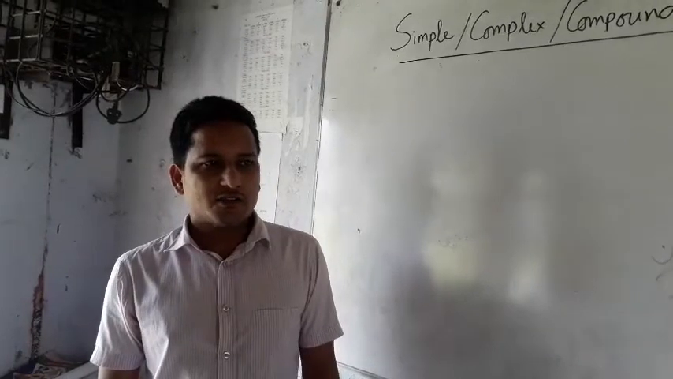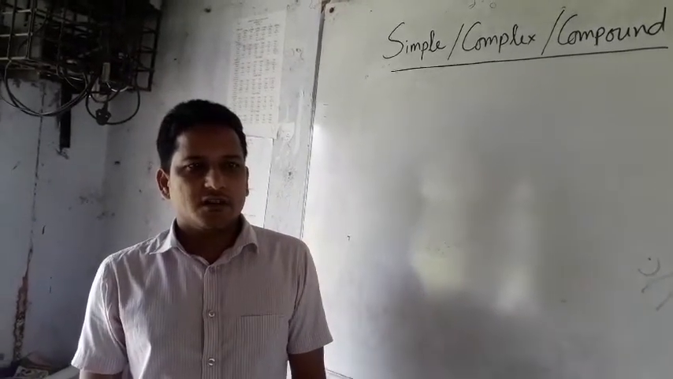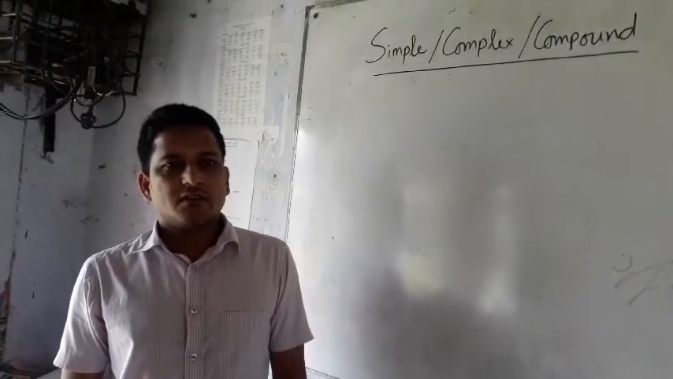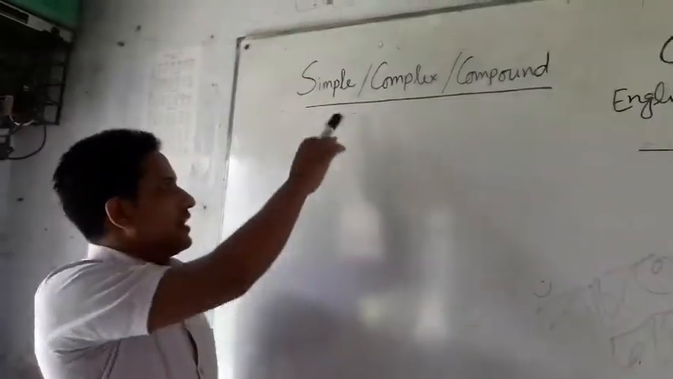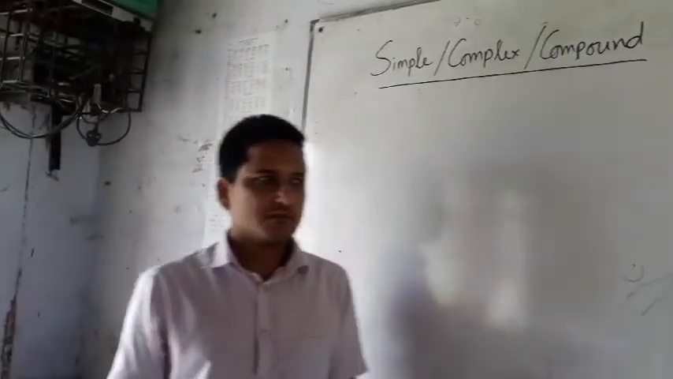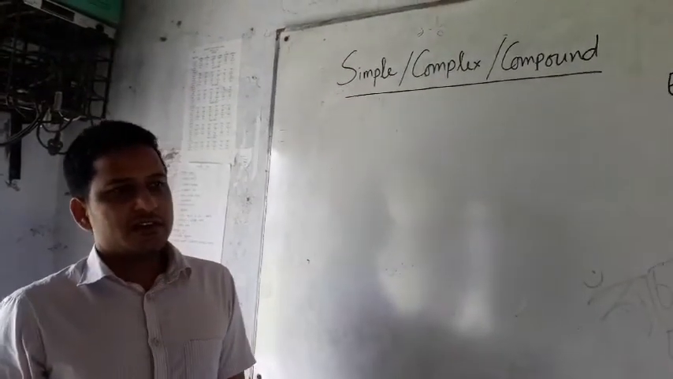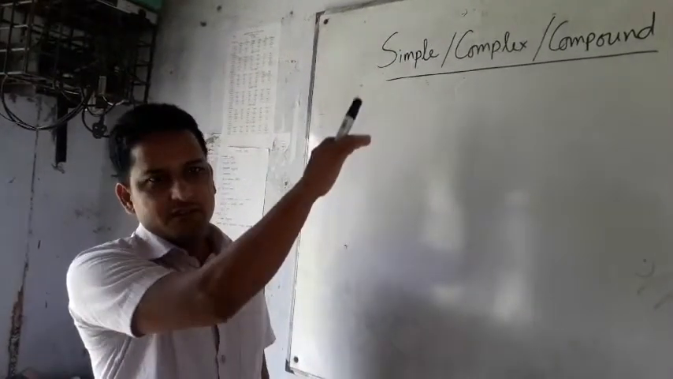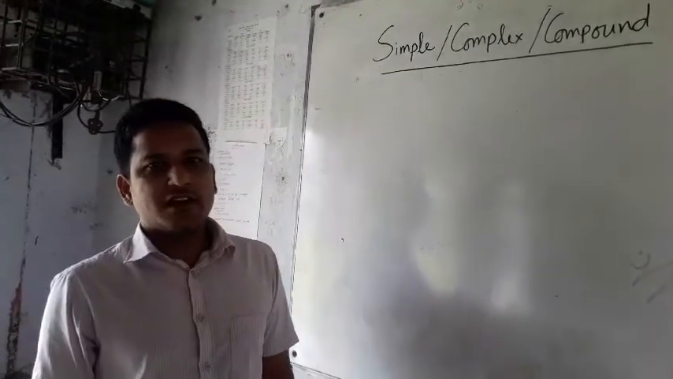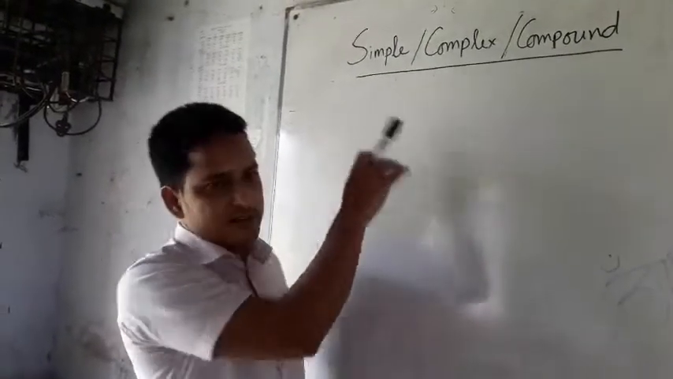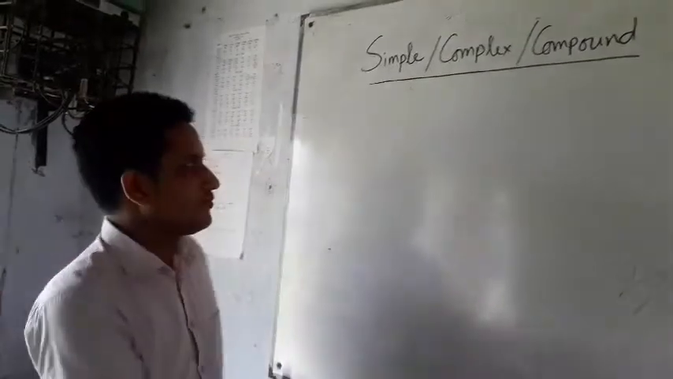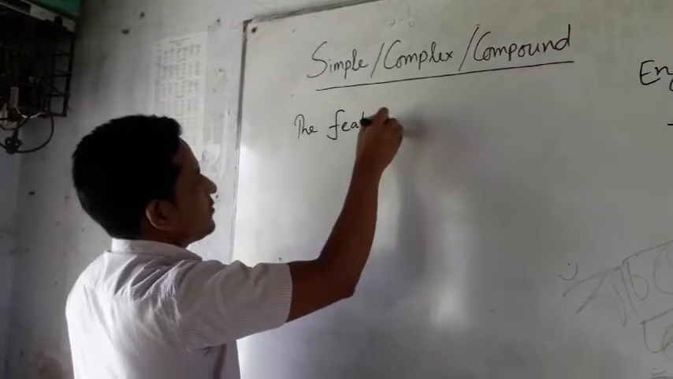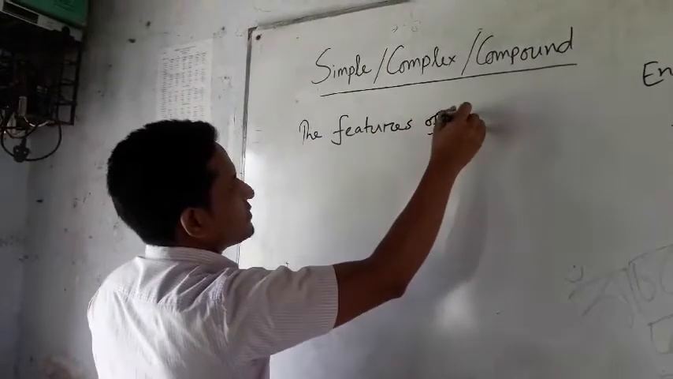Sentences are also classified in 3 ways according to structure. They are simple, complex, and compound. That means sentences, according to structure, are of 3 types. At first, we'll come to know about the features or characteristics of these 3 types of sentences. The features of simple sentence.